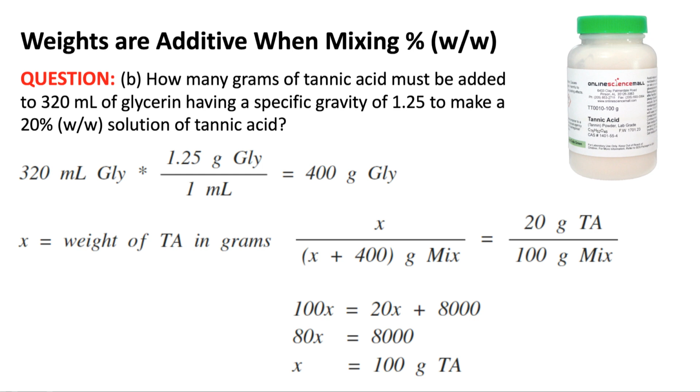When we have our 100 grams of tannic acid and we add it to our 400 grams of glycerin, we would have 100 grams of tannic acid over 500 grams total mixture, and that essentially reduces down to 20%, which is 20 grams of tannic acid for every 100 grams of mixture. That's a 20% weight per weight concentration.